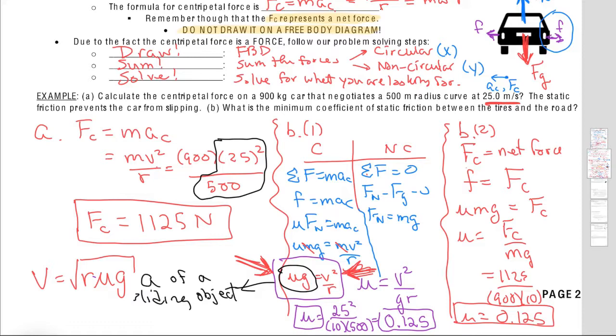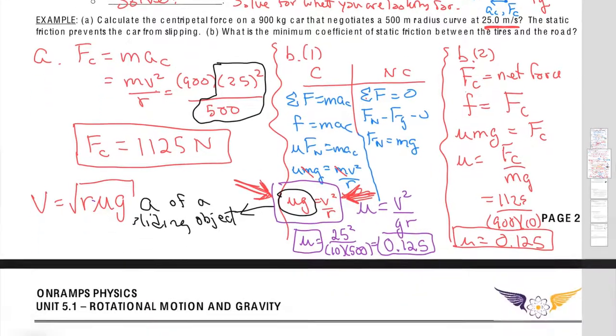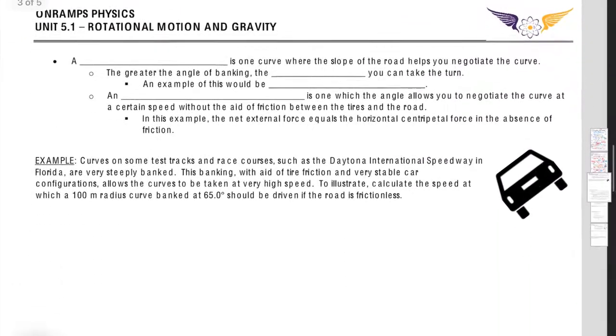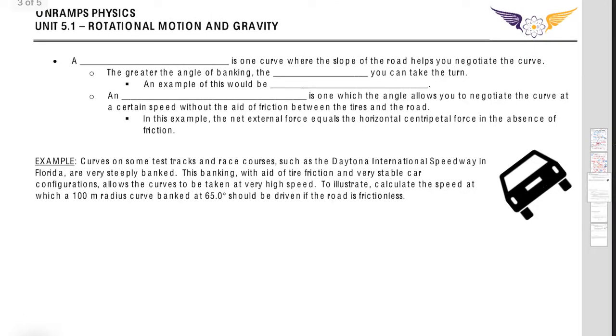Okay. Now this turn was flat. Okay. But what happens when we introduce a banking? So a banked curve. This is like the next evolution of the problem. So a banked curve is one curve when the slope of the road helps you negotiate the turn. The greater the angle of banking, the faster you can take the turn.